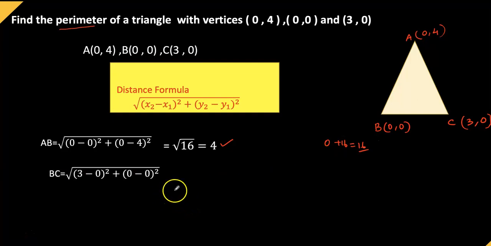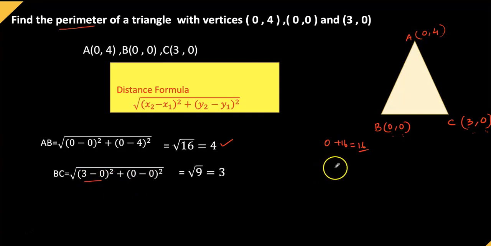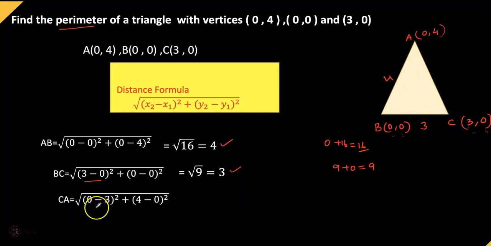Now we have to find length of BC. So when you're getting BC, this will be x1, y1, x2, y2, same formula. Then up here, x2 minus x1, 3 minus 0 the whole square, plus 0 minus 0 the whole square. So we're getting 3 minus 0 is 3, square of 3 is 9. So 9 plus 0 is 9, the square root of 9 is 3. Now we got here 4 units and here 3 units. Now we have to find that third side. Third side is CA or AC.